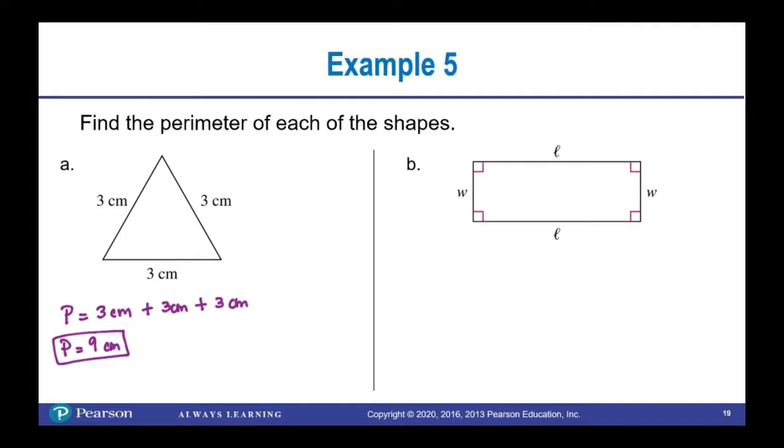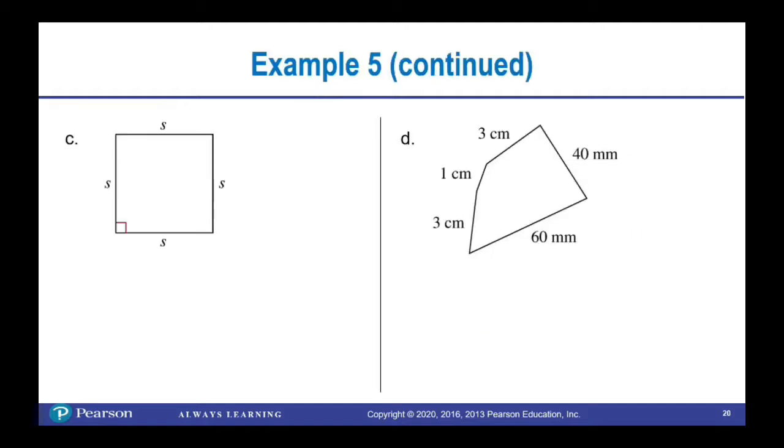Now, by the way, as you write a number and a unit, make sure you have a space between the number and the unit. Look at part B. Our perimeter is W plus L plus W plus L, the distance around the rectangle. When we add our like terms here, we get 2L plus 2W. This may be a formula that you've seen before. Look at part C. We have a square. Each side has length S. So our perimeter is S plus S plus S plus S, or 4S. Again, you may have seen this formula before.